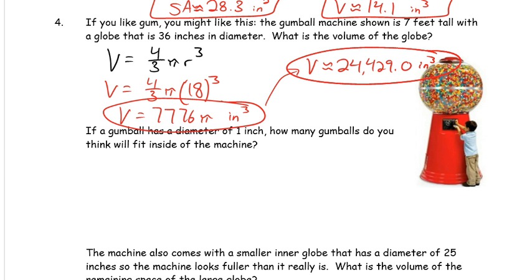Now, if a gumball has a diameter of 1 inch, how many gumballs do you think will fit inside the machine? Okay, so if we have a total volume and we want to know how much could fit inside, and gumballs take up space, which means gumballs have a volume. We need to figure out the volume of the gumballs first. So let's figure out our volume of our gumballs by doing 4/3 pi r cubed, or 4/3 pi times, if the diameter is 1 inch, then our radius is 0.5 cubed. So 0.5 to the third power times 4/3.